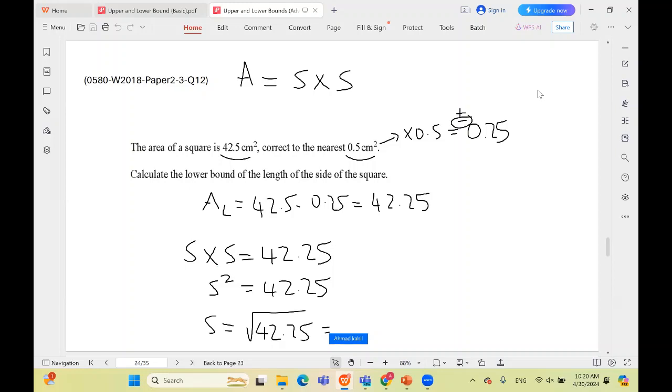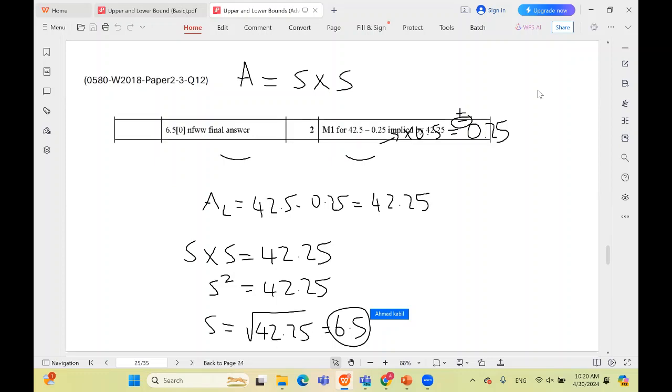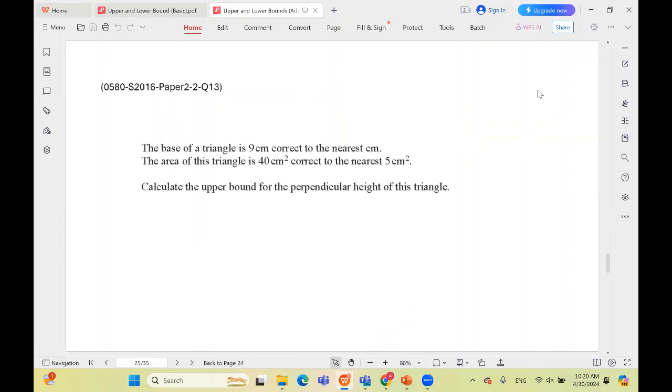So root of 42.25 gives us 6.5, and this will be the final answer. 6.5 here is correct. The base of a triangle is 9, correct to the nearest centimeter.